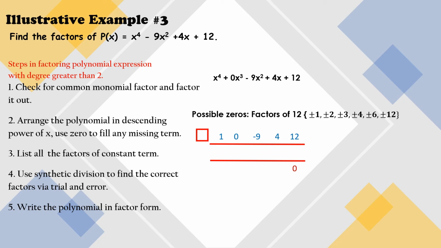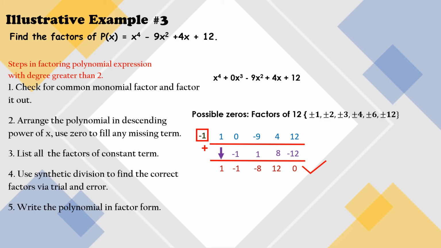So we're going to choose a number from the factors of 12, which we're going to put on the box of our synthetic division. So for this one, we're going to have negative 1. So we're going to perform the synthetic division. So bring down 1, multiply negative 1 times 1 is negative 1. Add, so that will give us negative 1. Negative 1 times negative 1 is positive 1. Add, that is negative 8. Negative 1 times negative 8 is 8. Then add, that will give us 12. Negative 1 times 12 is negative 12. Then we will have here 0. Since it is 0, then negative 1 will be one of the factors that we are looking for.